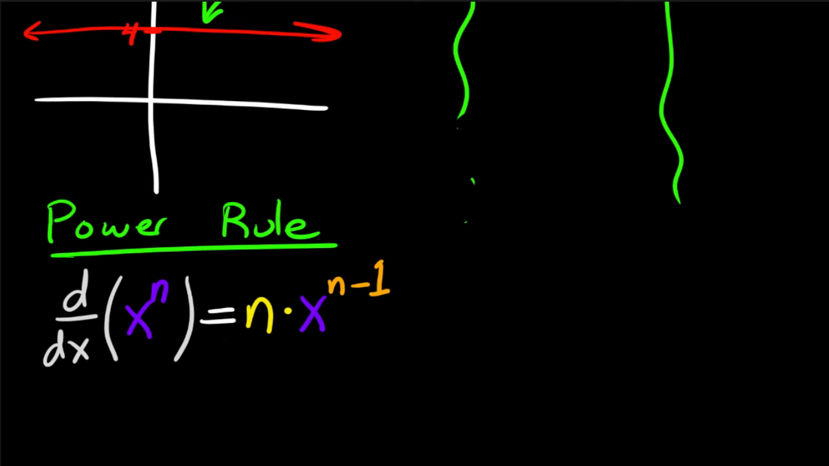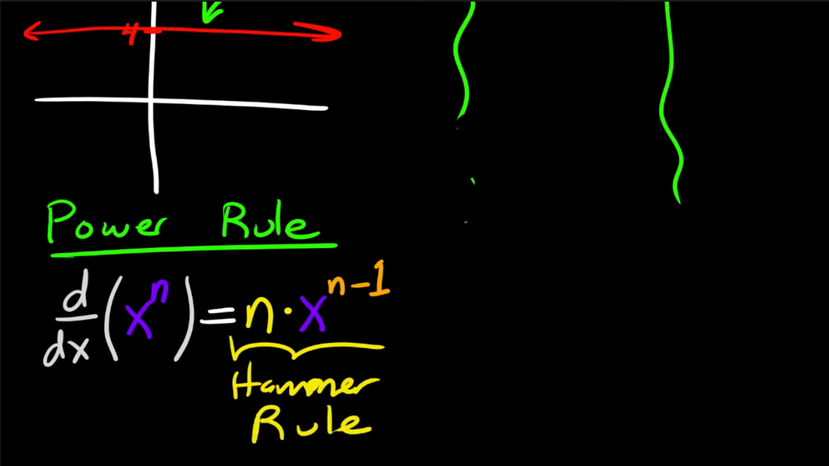Another way of thinking about this is as the hammer rule. Imagine that you hit this with a hammer, bam. This is a sledgehammer, in case you've noticed. The exponent comes down in front, and then it's kind of like the exponent loses a marble. So that's how you find the derivative of x raised to any power.